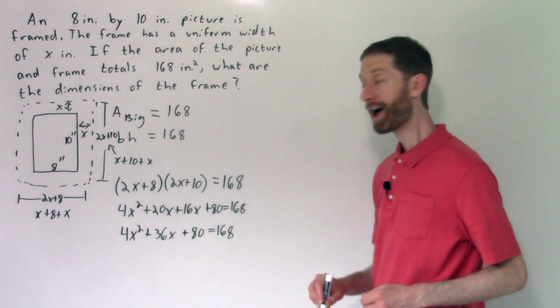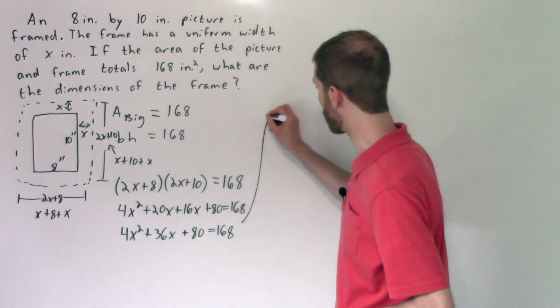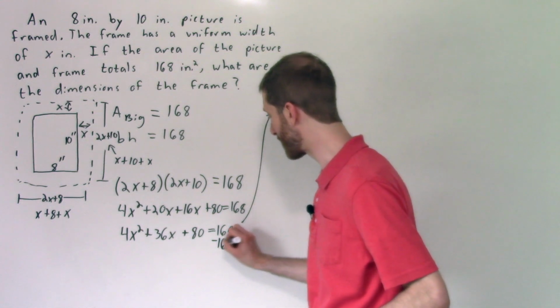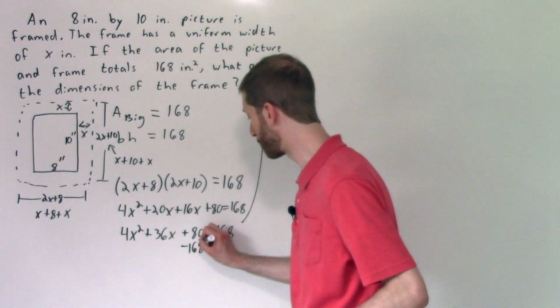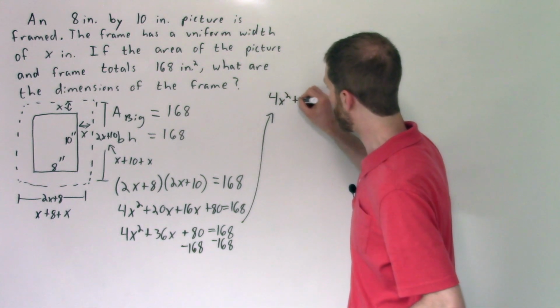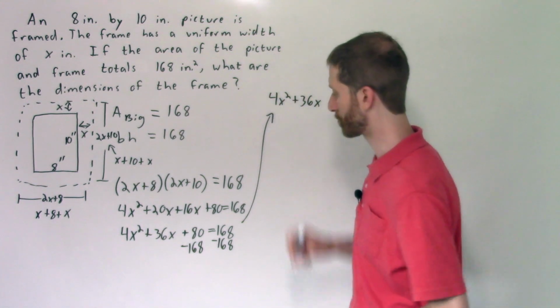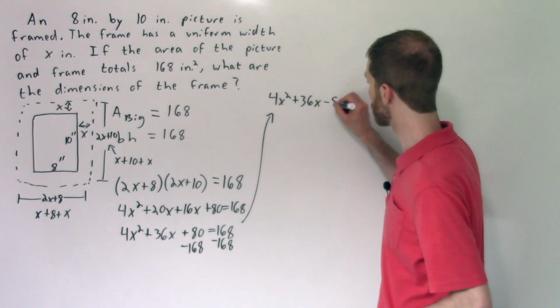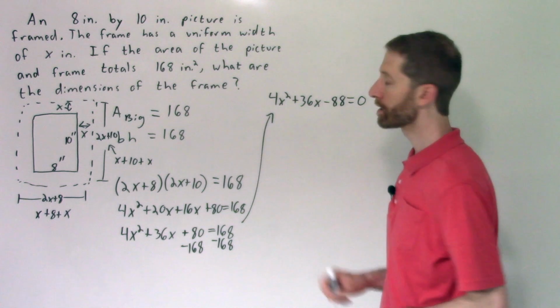So now from here, I'm going to go up to this, just give us a little bit more room. I'm going to subtract 168 from both sides because again, I need to set everything equal to 0. So I get 4x squared, plus 36x, 80 minus 168 is negative 88. Ugh.